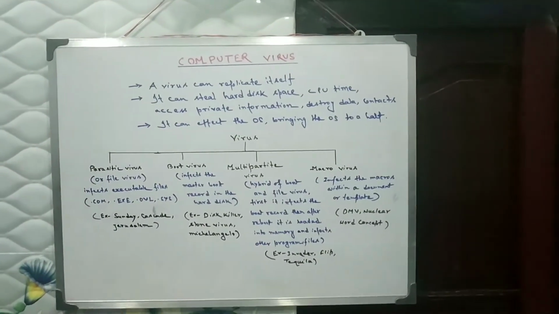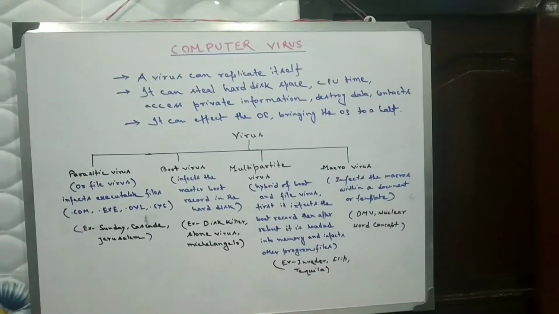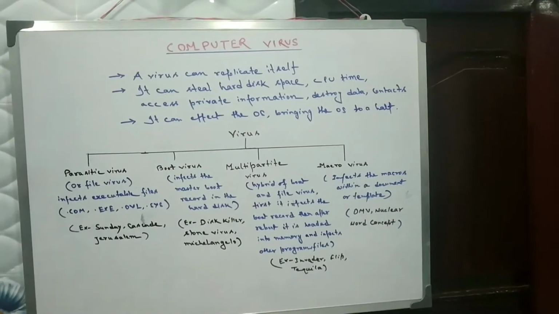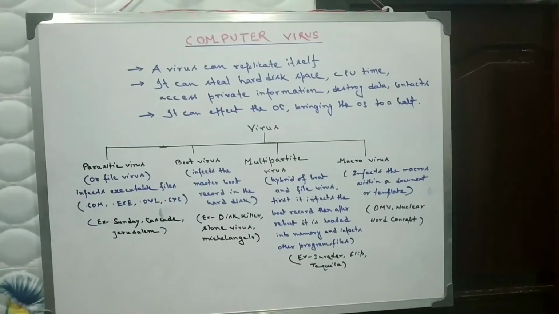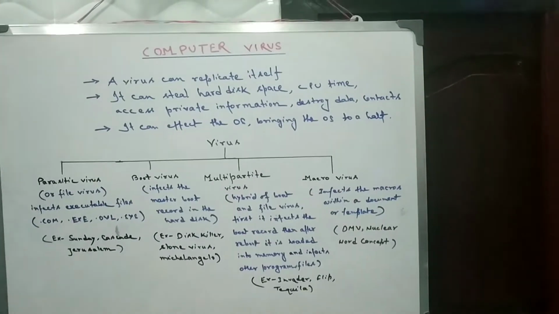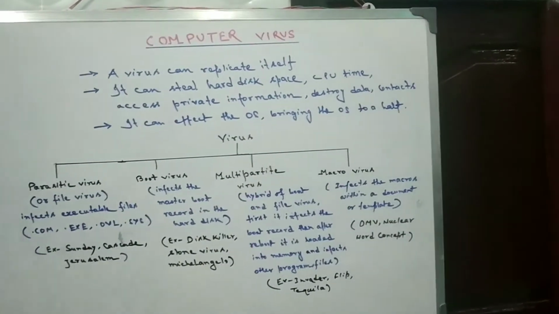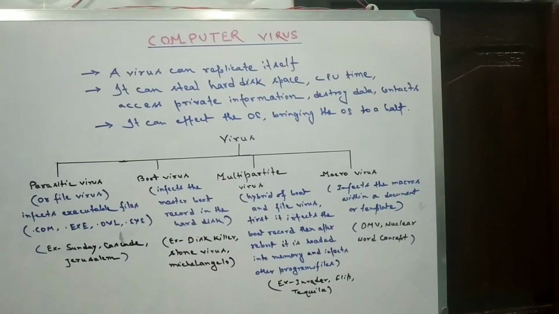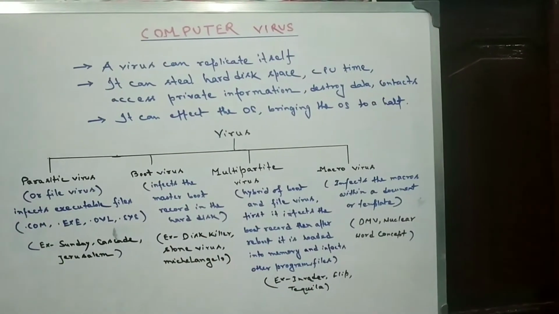Good morning, students. In my previous video I told you about computer security and malware, or malicious software. Now, virus is one type of malware. A virus is a computer program which is made to destroy important programs, files and folders. That means it will damage the computer system.